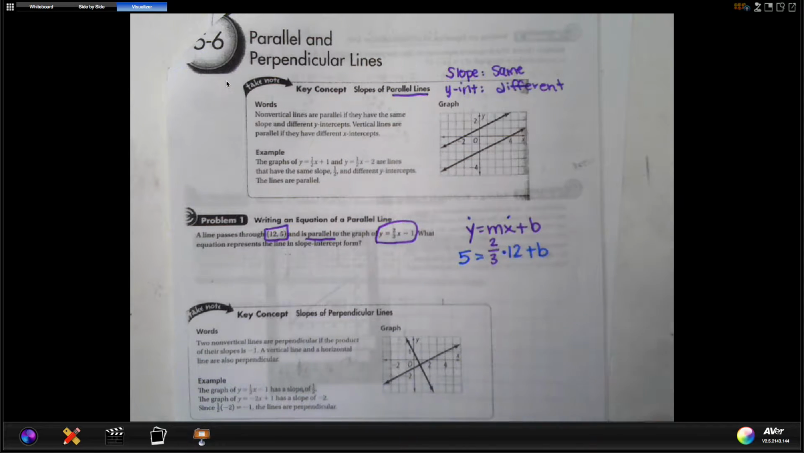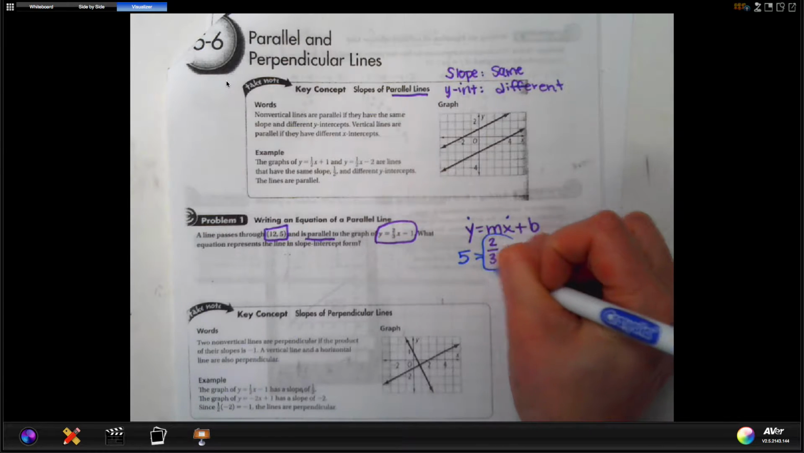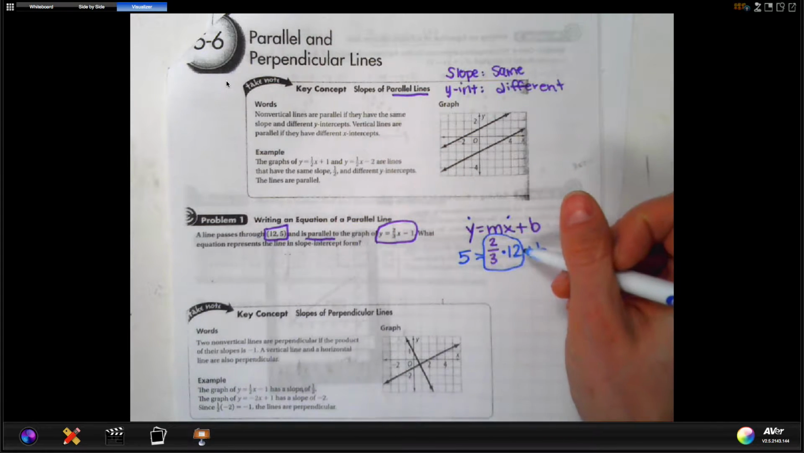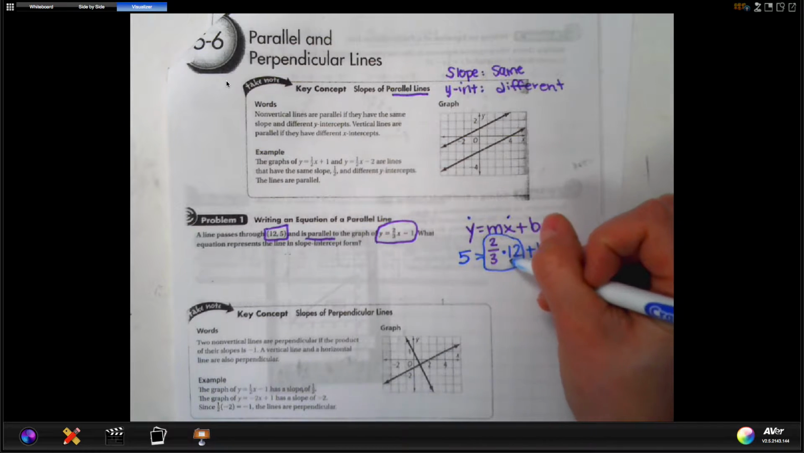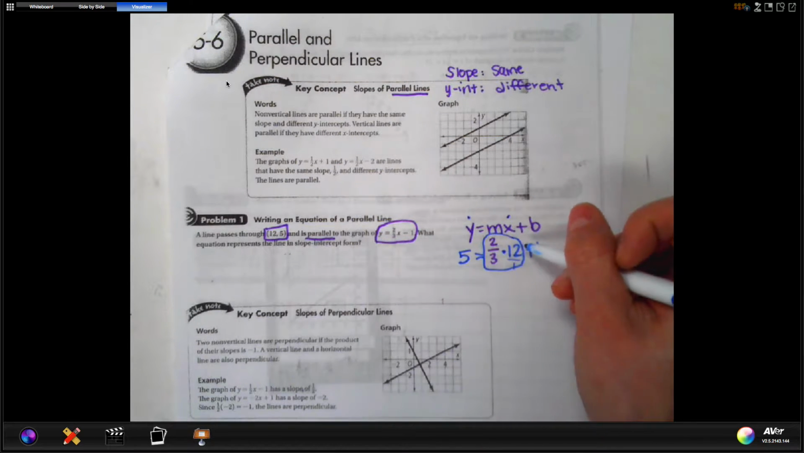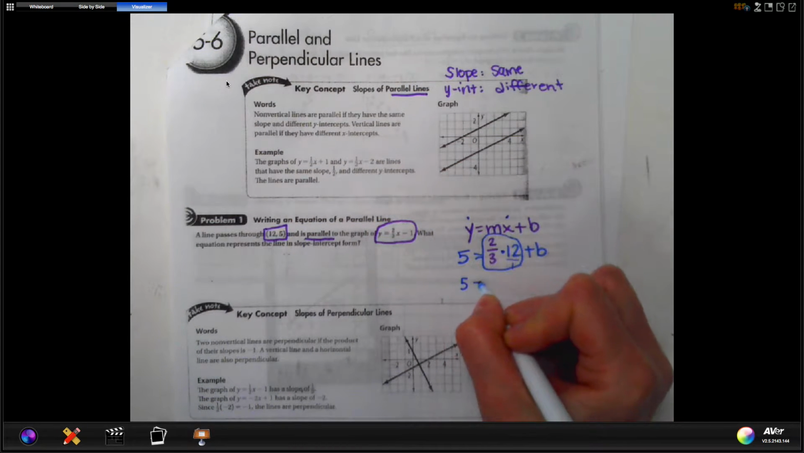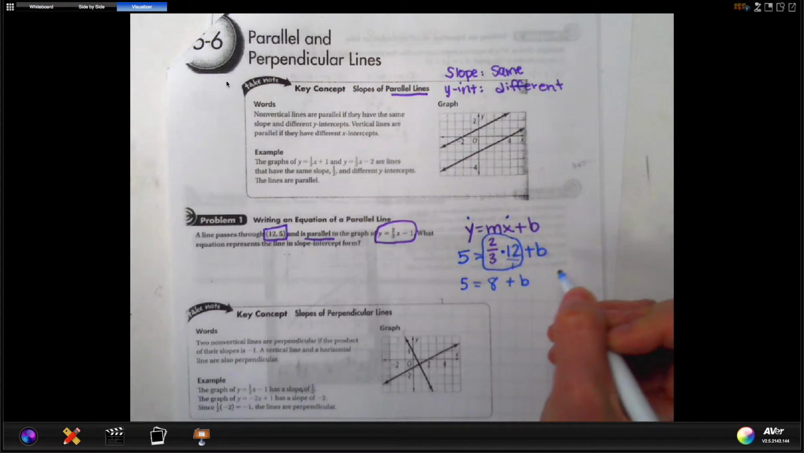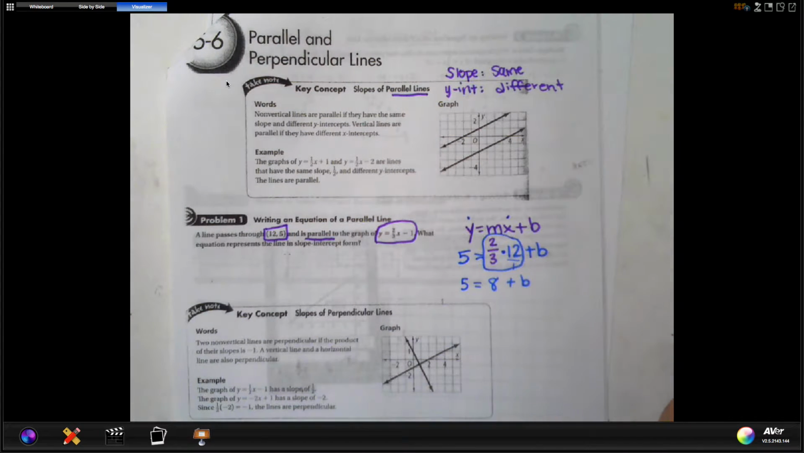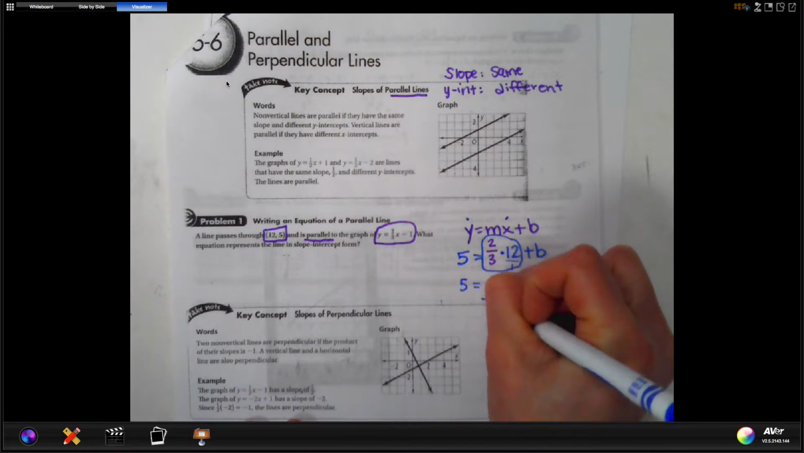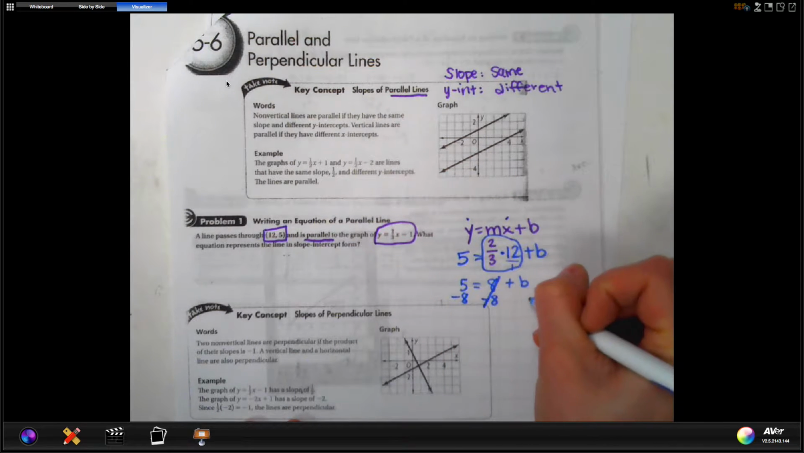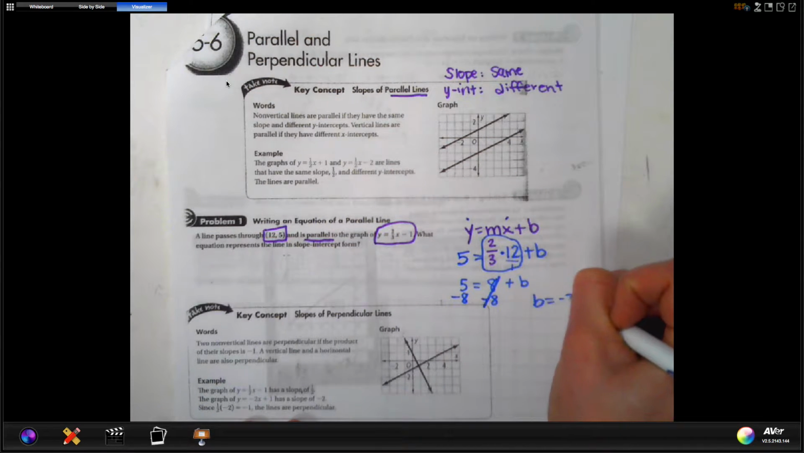This has to get multiplied. 2/3 times 12 equals what? The quick way to multiply is to realize this is 12 over 1, so 12 times 2 is 24, over 3 is 8. So we really have 5 = 8 + b. At this point, you can either use algebra and subtract 8, or do it in your head. 8 plus what number gives you 5? Negative 3. If you don't know that, subtract 8 to cancel it. 5 minus 8, b equals negative 3.